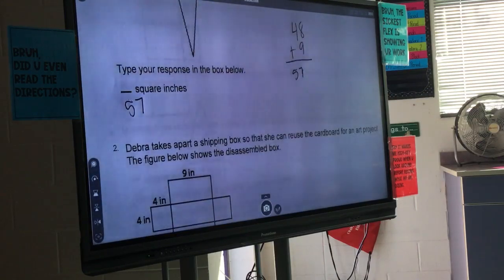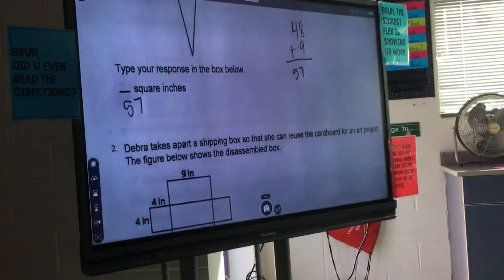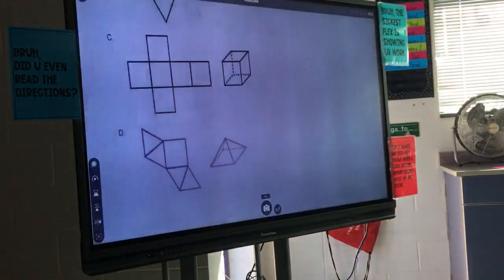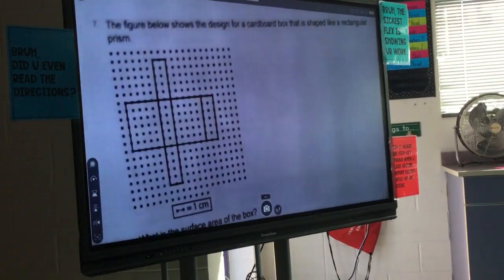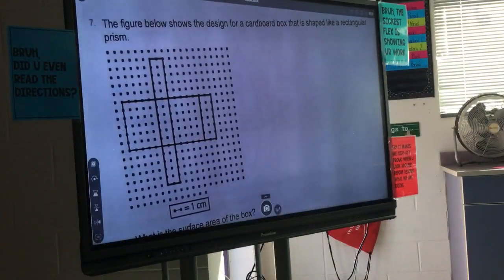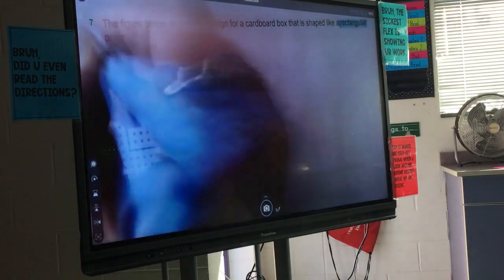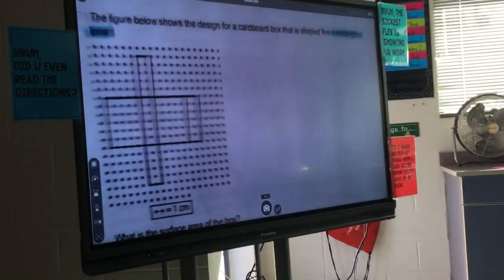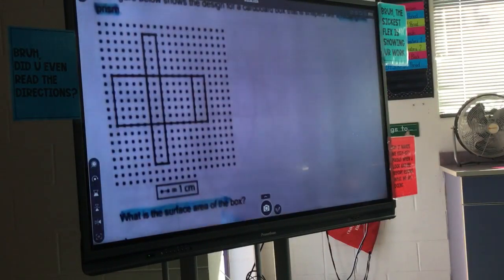All right, what is another one you guys would like to go over? Josh? Number 7. All right, so everybody go to number 7. Okay, so number 7 says, the figure below shows the design of a cardboard box that is shaped like a rectangular prism. All right, so it is telling us what our shape is. Then it says, what is the surface area for the box?